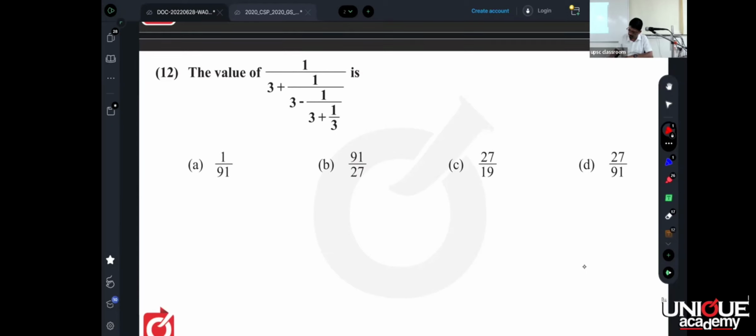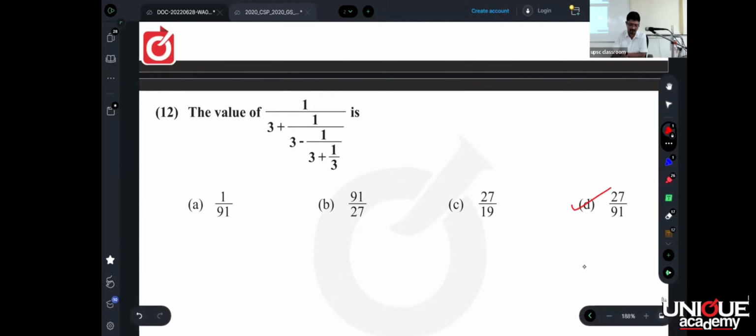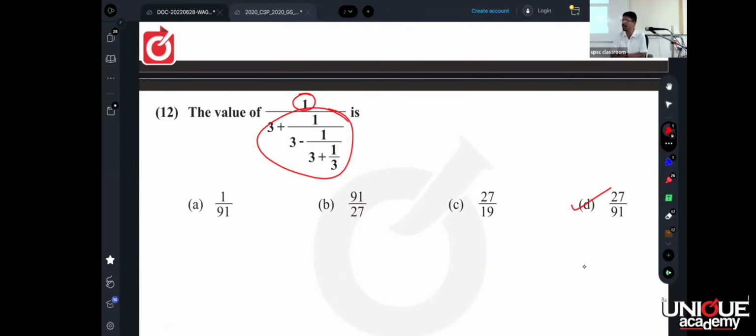Okay. So the answer is, how many of you are getting option D? Please raise your hands. Okay, for others and all of you. Here, the given expression can be described as a fraction whose numerator is 1 only, rest all is denominator. So that denominator is to be simplified. So because of that, in the denominator we have the integer 3, we are adding again a fraction whose numerator is 1.